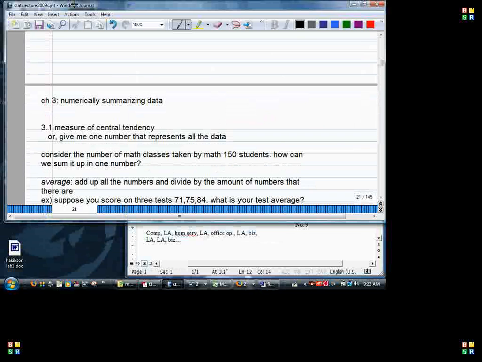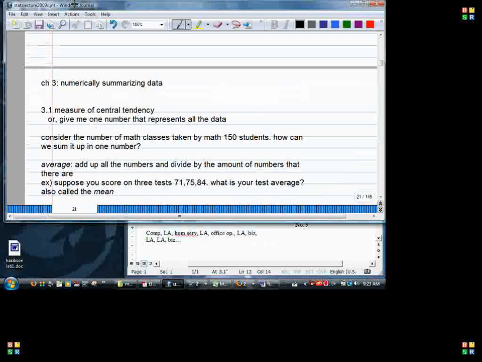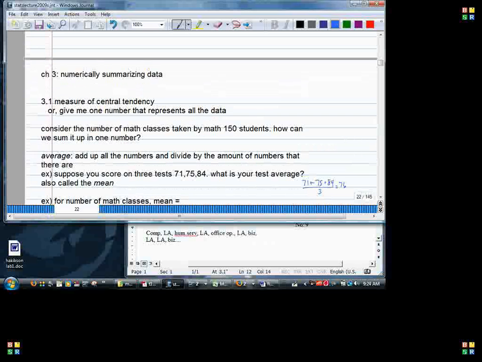So, for example, suppose you score on 3 tests 71, 75, 84. What's your test average? You would do 71 plus 75 plus 84 divided by 3, and that gives you, what is it? 76 2/3. So we're perfectly happy just rounding it to 2 decimal places: 76.67.